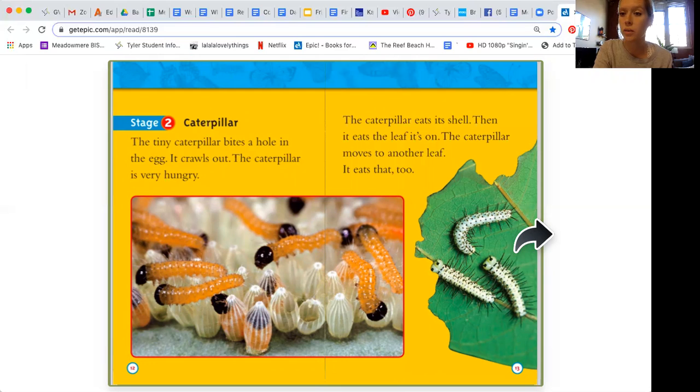As we're reading, you can even pause and compare and contrast. How are these caterpillars alike? How are they different? You can do the same thing with the egg page.